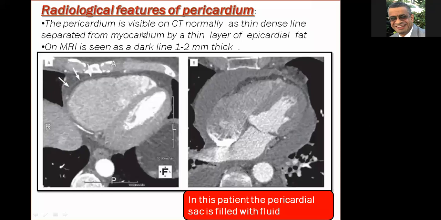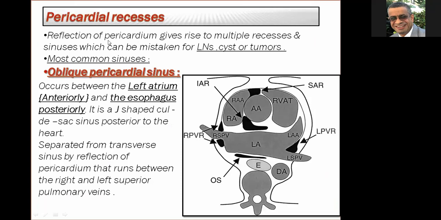Pericardial recess. These are reflections of the pericardium, which can be mistaken for lymph nodes, cysts, or tubes, the common sinus.